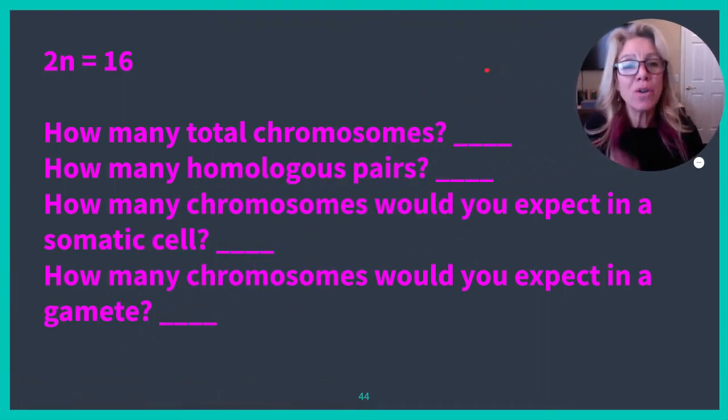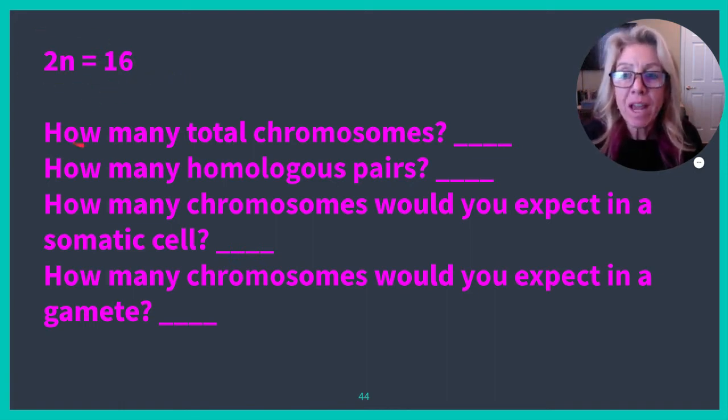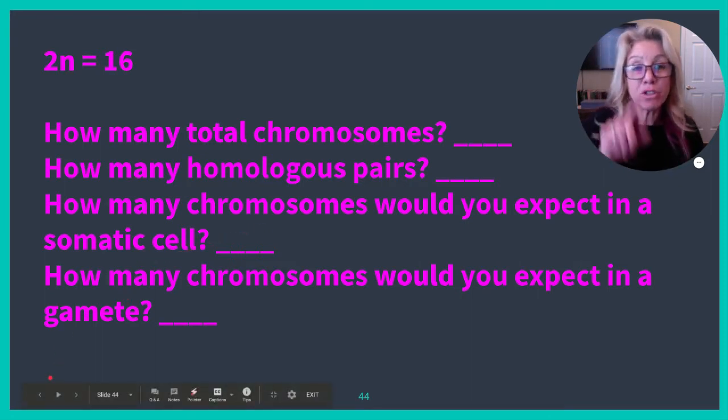Okay, so if I told you a 2N cell was 16, how many total chromosomes do you have? How many homologous pairs? How many chromosomes would you expect in a somatic cell? And how many chromosomes would you expect in a gamete? So you might want to hit pause, and then I'll go over the answers.